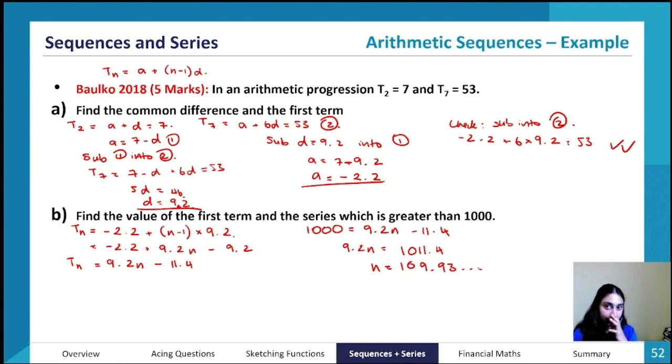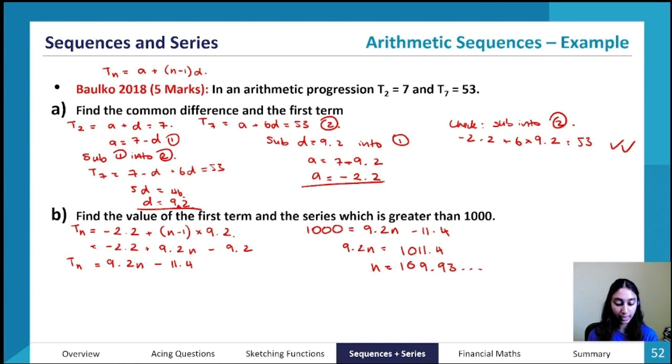So my next thing is to check what the question is actually asking for. Is the question asking for what's greater than 1,000? So I'm going to sub 109 into my Tn. 109 will get me 9.2 times 109 minus 11.4. That gets me to 991. We're not there yet. We're not at over 1,000.